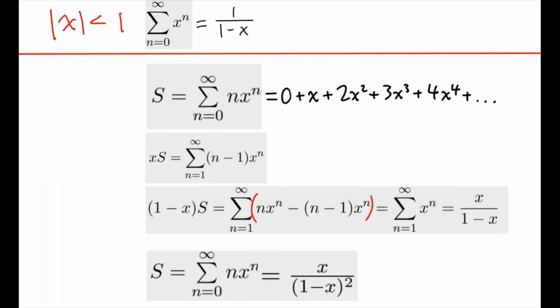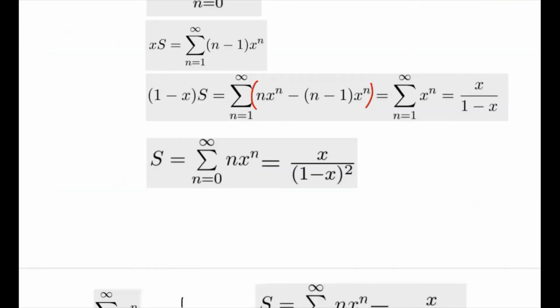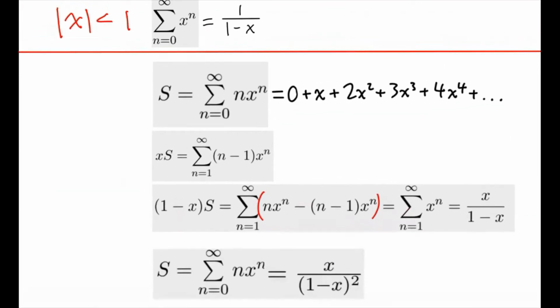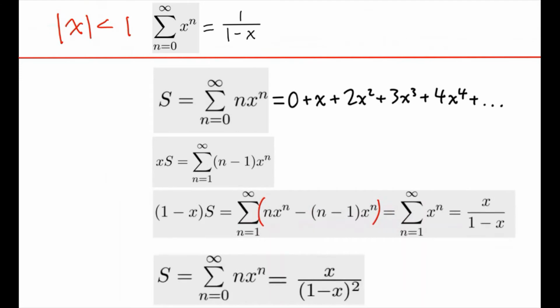But that's (1 minus x) times s. So we can just divide both sides by 1 minus x, and we're going to get that this is equal to, sorry about that, x divided by (1 minus x) squared. And there you go, that's our answer. But in the second part of this video, we're going to explain another way of doing the exact same thing.